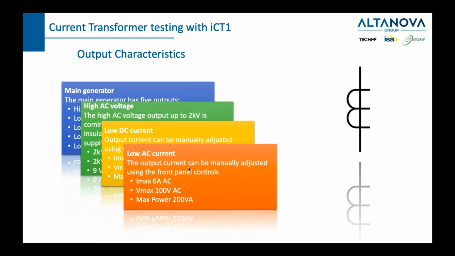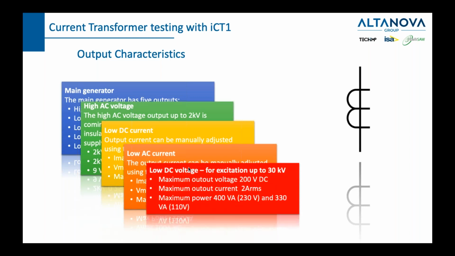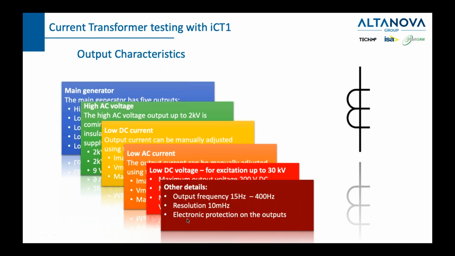Low AC current will be used to test, let's say, your burden or something else, but usually for burden we use voltage. The maximum is 6 amps DC and 100 volts AC, and the maximum power is 200 VAs. Low DC voltage for excitation curve up to 30 kilovolts. We can generate up to 200 volts DC. Maximum output power would be 2 amps RMS, and the power in the case of US, let's say, would be 330 VAs, because in US we have 110 volts coming from the socket. All the outputs are electronically protected.